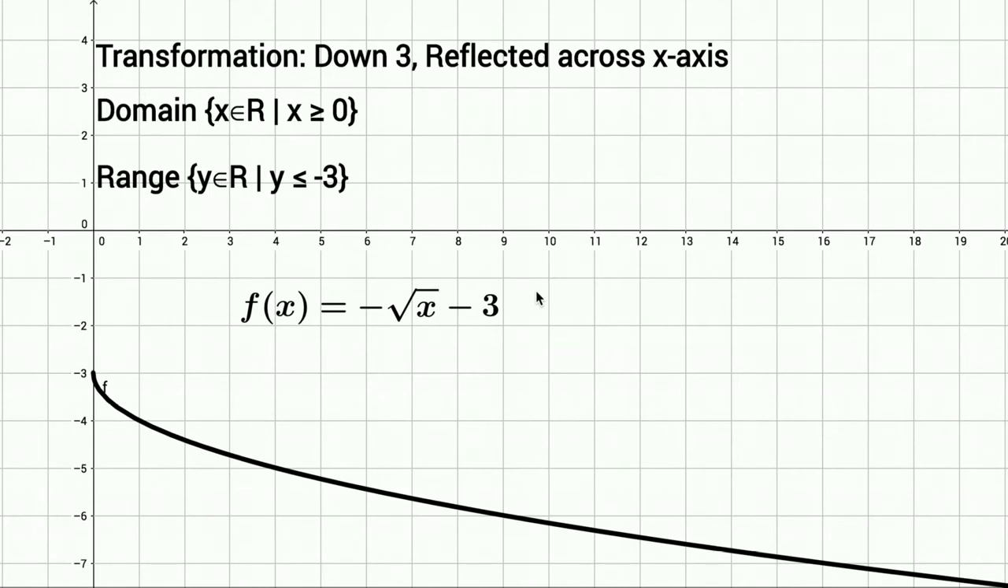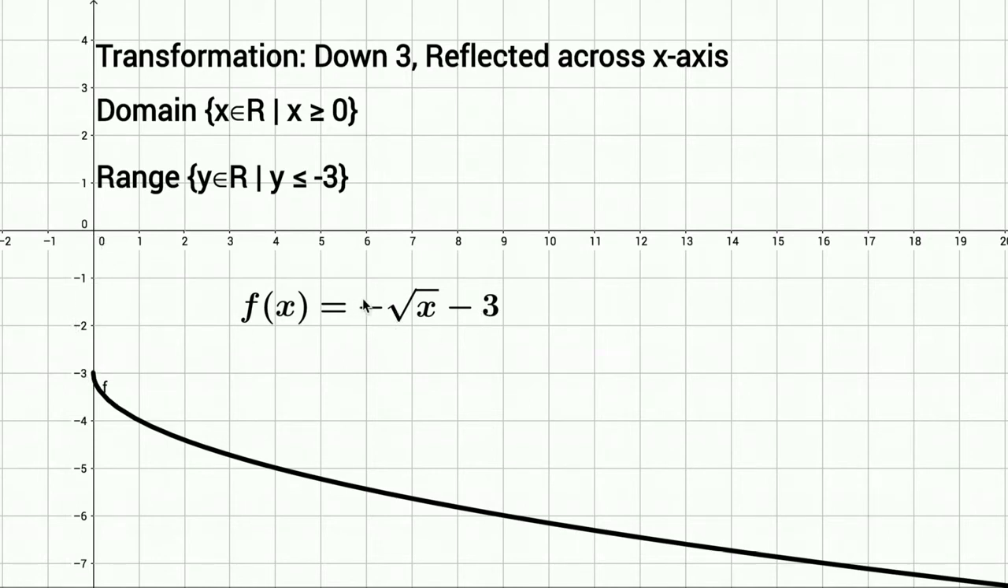Question number 5. f(x) equals the negative square root of x, minus 3. So what kind of transformation do you see this time? The minus 3, I'll take care of this part first. It means moving everything down by 3 units.